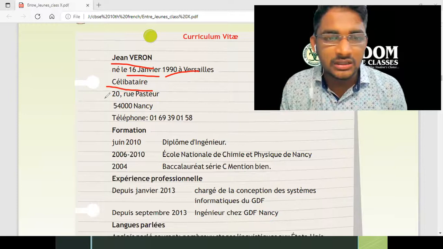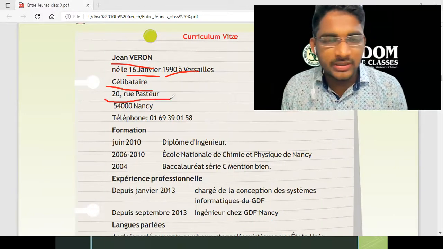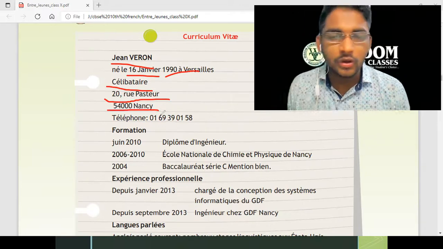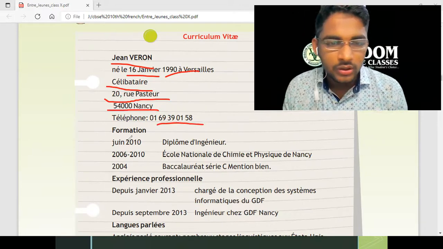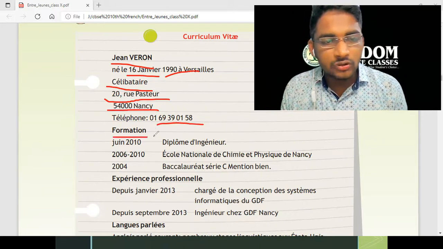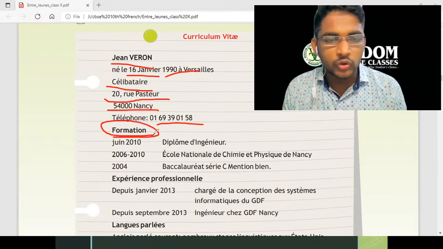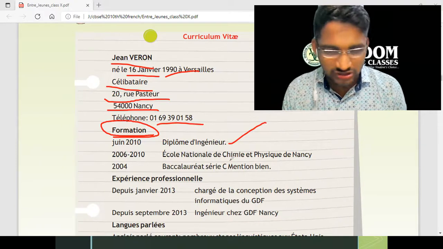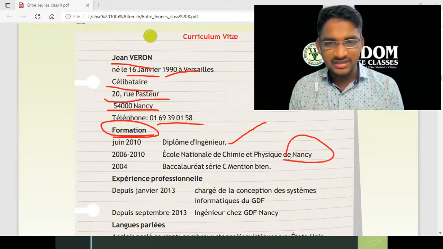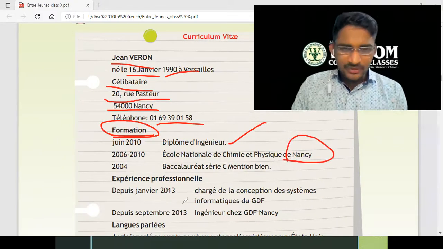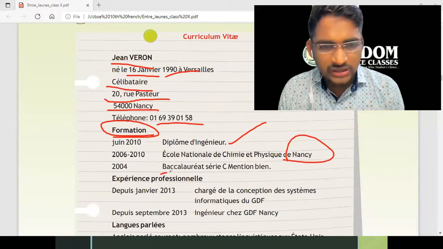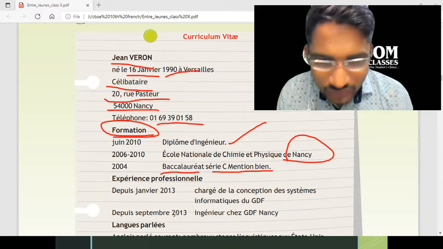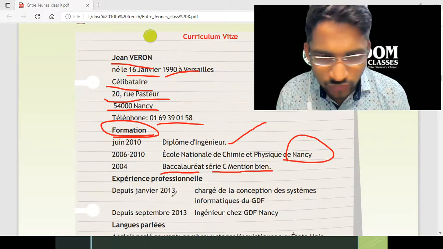Célibataire means single. 20 Rue passes is the address. And this is the pin code number, and this is the telephone number. So formation means the courses that you have done. It's a diploma of engineer from the national school of chemistry and physics from Nancy. Baccalaureate is 12th standard. He has cleared 12th standard in 2004. And then we have over here since January 2013.